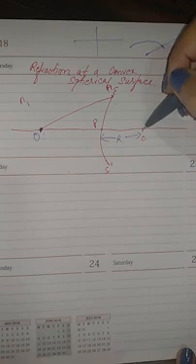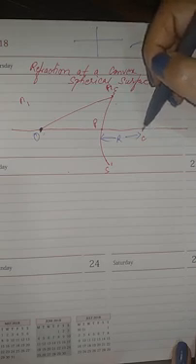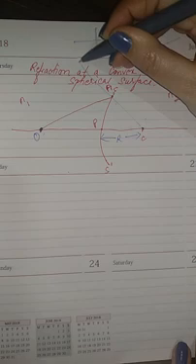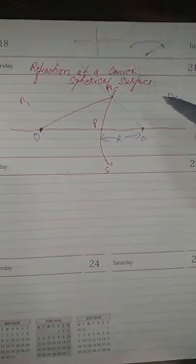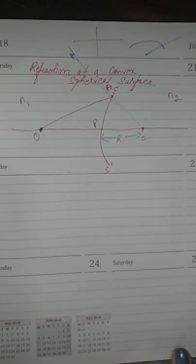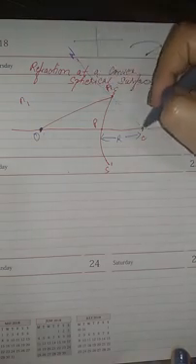Which part is the radius? This part is the radius. Center of curvature is the radius. So a line passing from the radius is the normal. So this line passing from this point is the normal. So let this point be N, that is the normal. Okay, this very faint line is the normal.